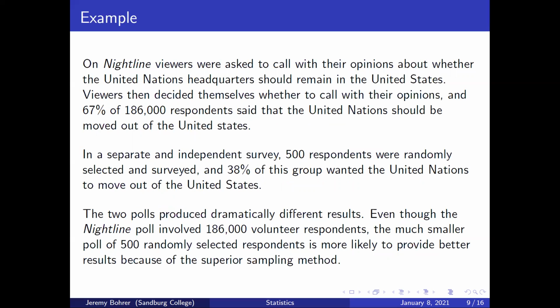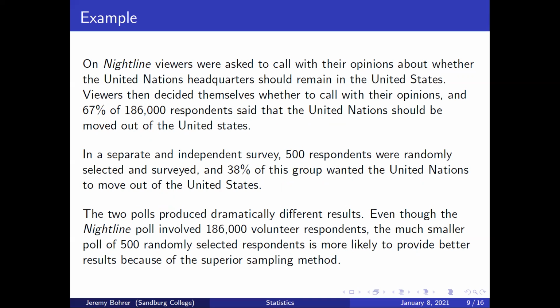For example, on Nightline, viewers were asked to call in with their opinions about whether the United Nations headquarters should remain in the United States. Viewers then decided themselves whether to call in with their opinions, and 67% of 186,000 respondents said that the United Nations should be moved out of the United States.